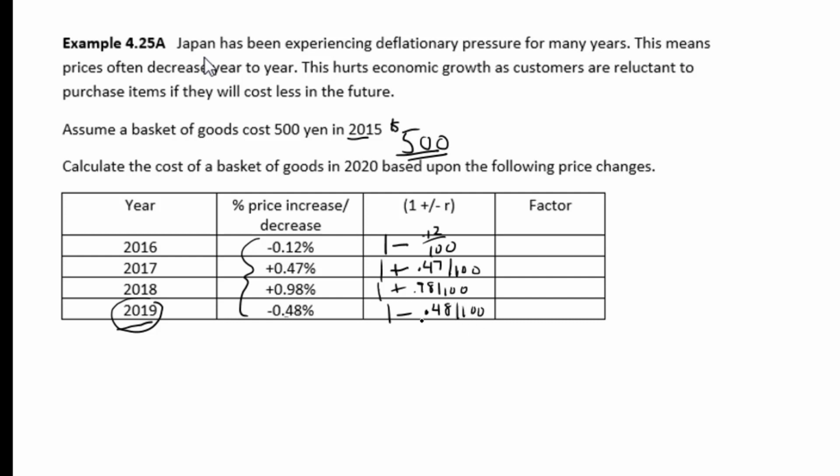Now I want you to put this on pause and do this work here and find the factors. The factors are what we're going to multiply 500 by in order to get our answer. The answer being, what if a basket of goods cost $500 in Japan in 2015? How much did it cost in 2019, based upon these rates of inflation or deflation?